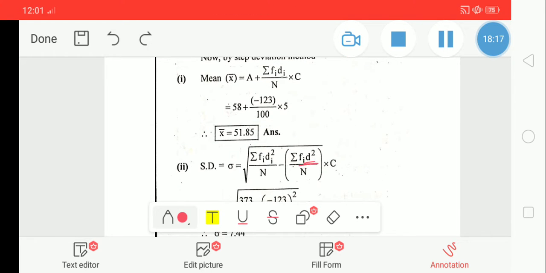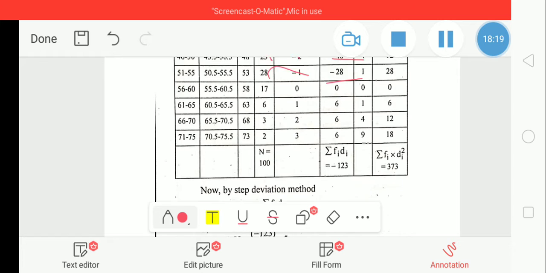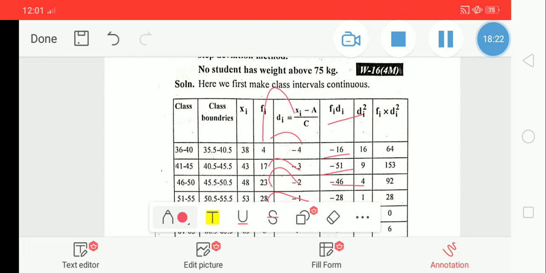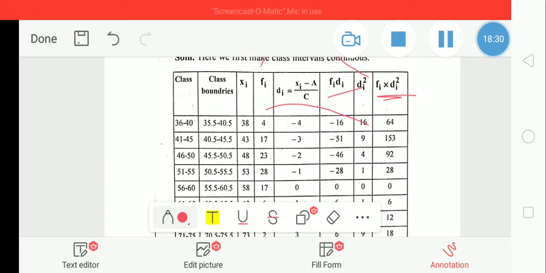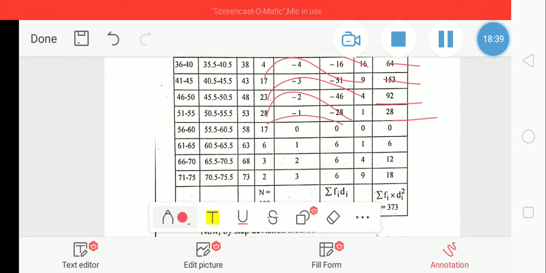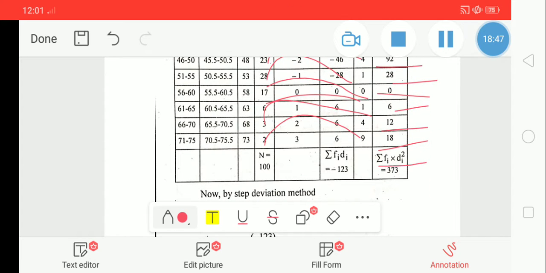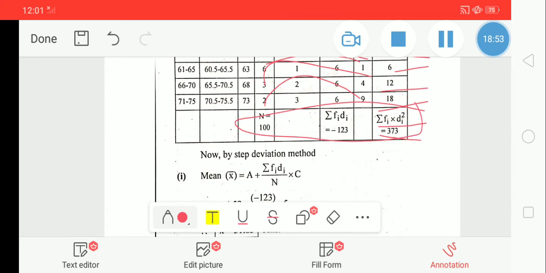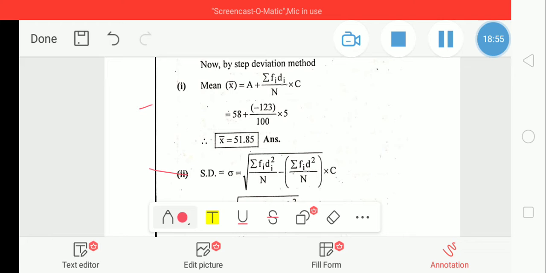Now we have summation of fi di square. Here di square is what we found. Now fi multiplied by di square gives this. 4 multiplied by 16 is 64. 17 multiplied by 9 is 153. 23 multiplied by 4 is 92. 28 multiplied by 1 is 28. 17 multiplied by 0 is 0. 6 multiplied by 1 is 6. 3 multiplied by 4 is 12. 2 multiplied by 9 is 18. So summation of fi di square is 373. Now put all of these values in this one and this one.